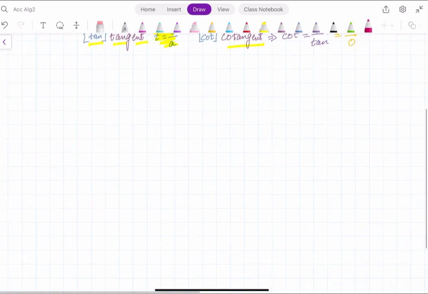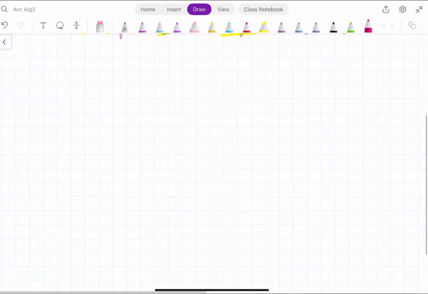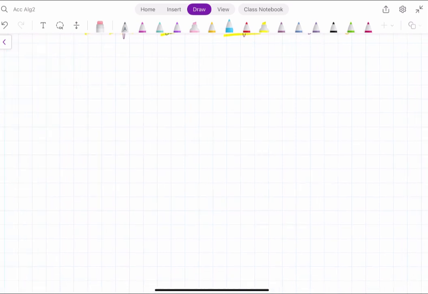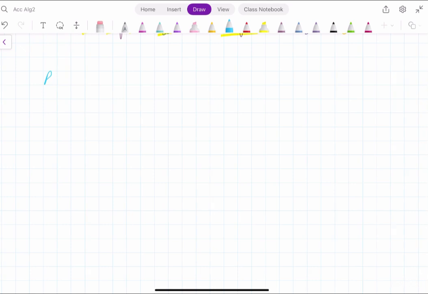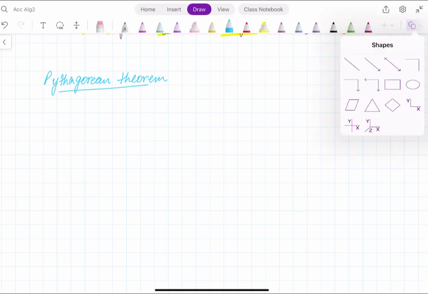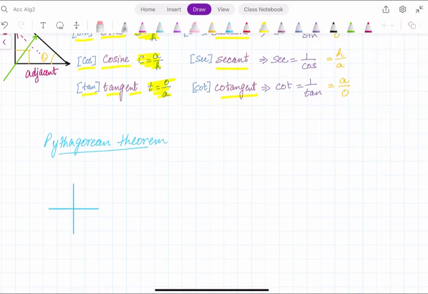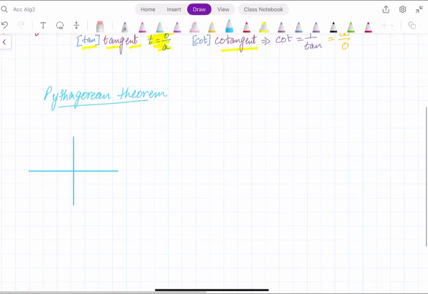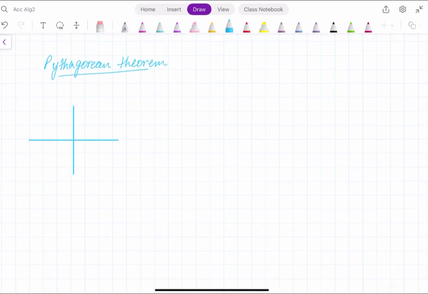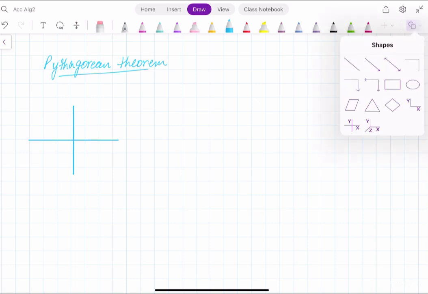Now building on that, let's talk about the Pythagorean theorem. So if you remember the Pythagorean theorem from your middle school, Pythagorean theorem talks about the right triangle only, right? So we can use Pythagorean theorem only for the right triangle, and in this case, we are using the right triangle for the trig. So what is the Pythagorean theorem? Pythagorean theorem says that the hypotenuse squared will be the sum of the 2 legs squared.